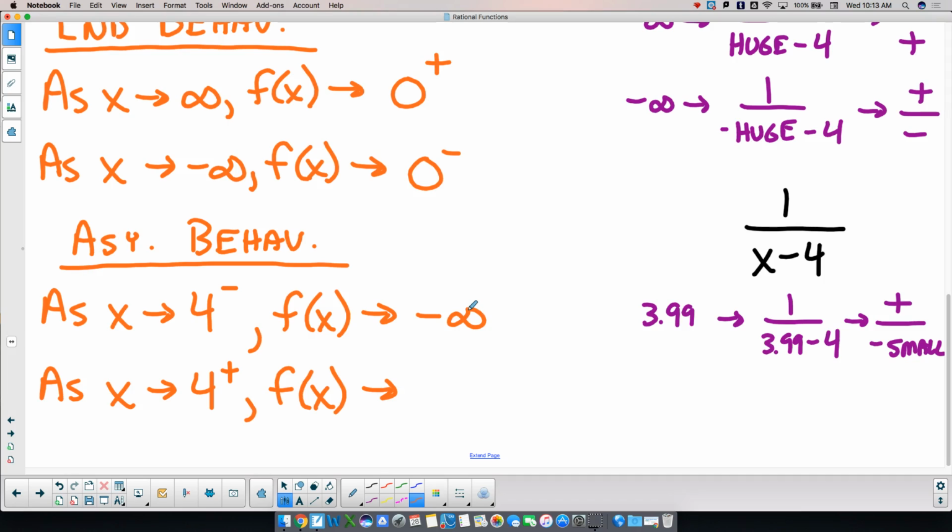Now, I'm going to 4 from the right. So I'm going to choose something like 4.01.